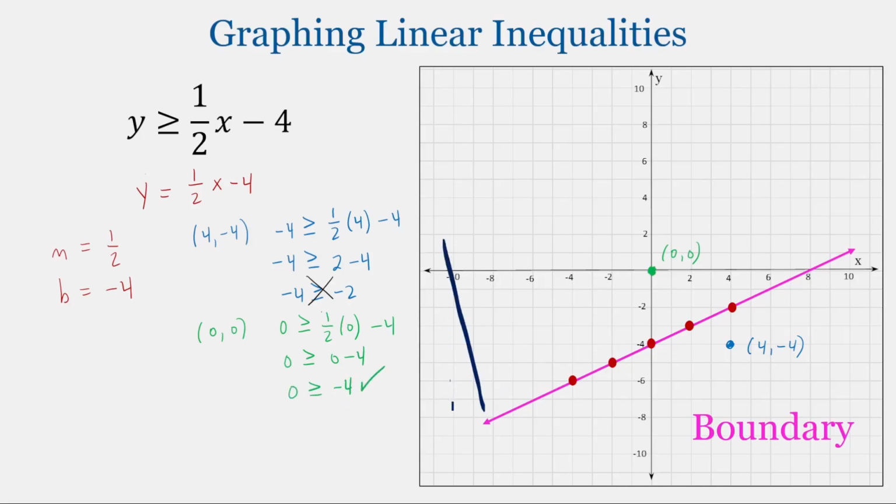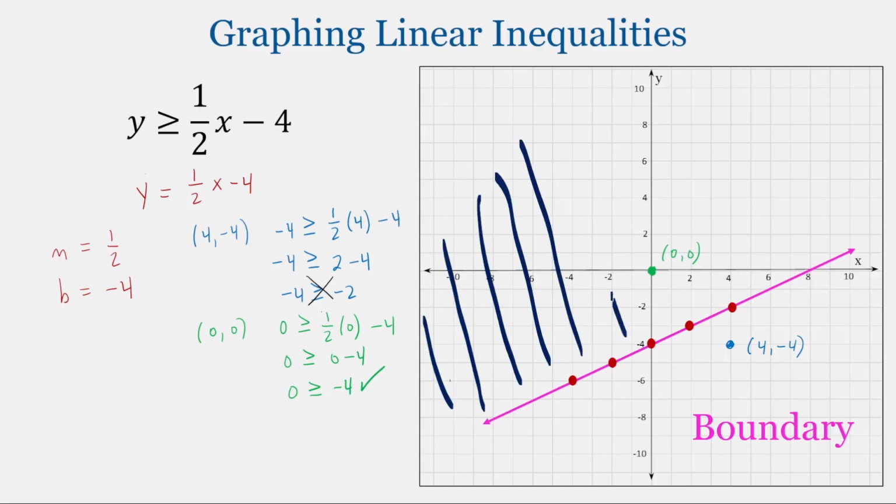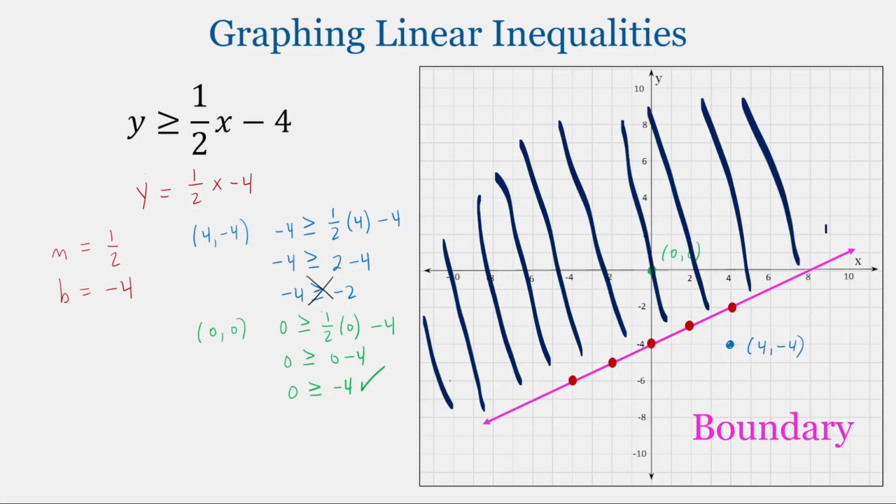So now we're going to shade the region above this boundary line, because the ordered pair 0, 0 gave us a true statement. So every point, every ordered pair in this region will result in a true statement if we plug it into this inequality. In this case, since it's greater than or equal to, every point on the boundary line will also result in a true statement.